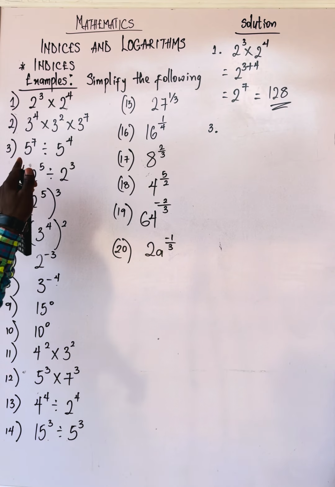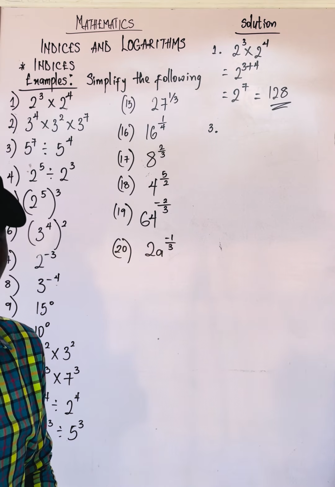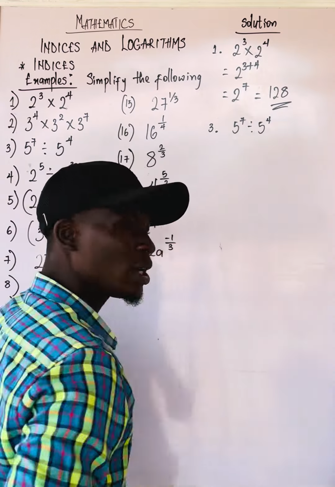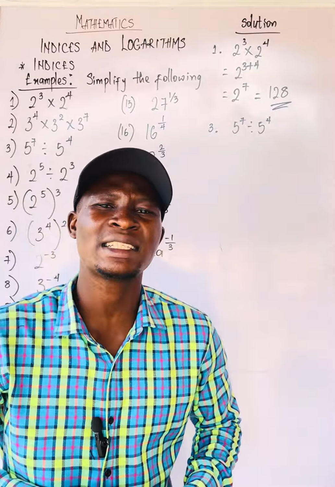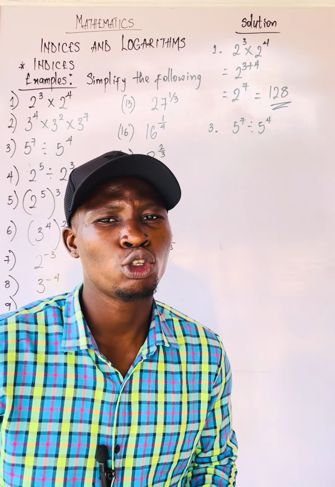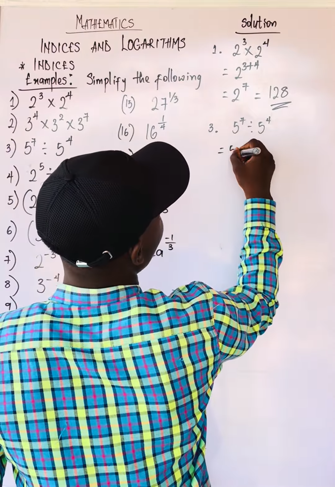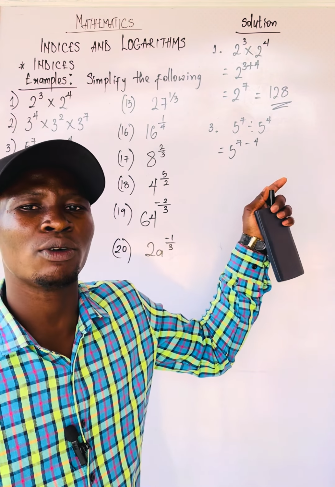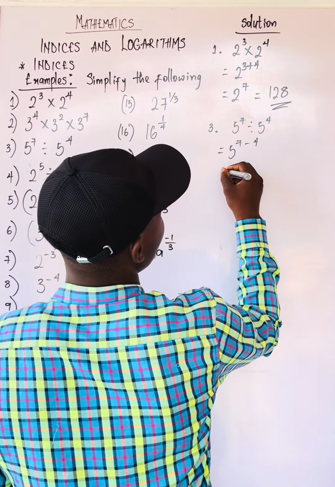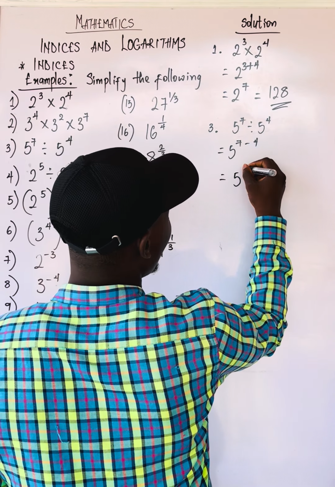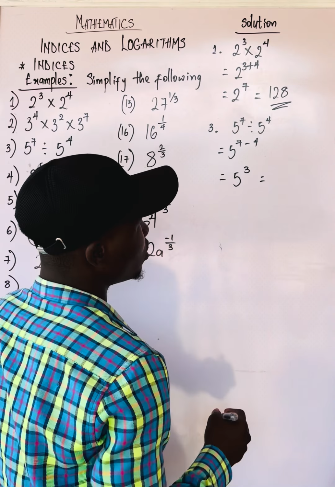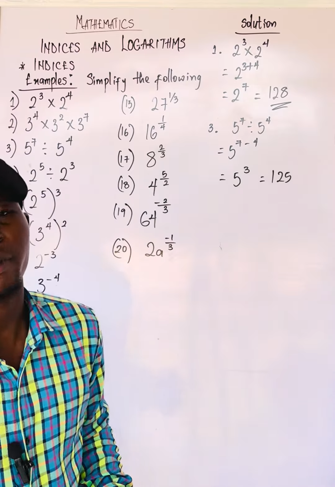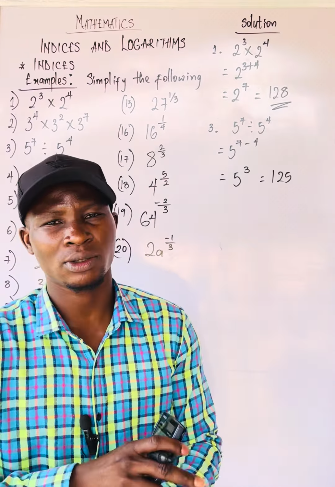What does question 3 say? Question 3 says 5 to the power of 7 divided by 5 to the power of 4. If you look at it, it looks like the second law: when you have the same base and a division sign in between, you subtract their powers. So we say 5 to the power of 7 minus 4. You pick one base, and since it's division, you subtract the powers. That gives us 5 to the power of 3, and 5 to the power of 3 will give us 125. That's how we solve that.